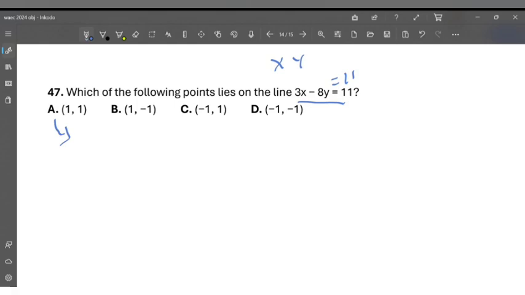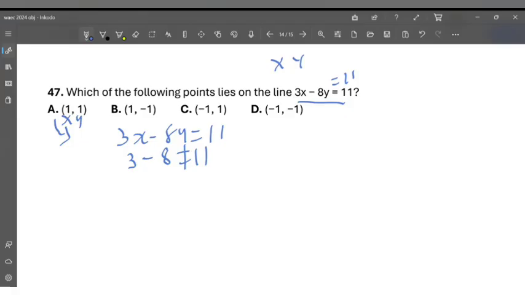So for this option A, where you have x as 1 and y as 1, if I put x as 1 and y as 1 into this equation, 3x minus 8y equals 11. If I put x as 1 here, that will be 3 times 1, which is 3, minus 8 times 1, which is 8. 3 minus 8 is not 11. It's not equal to 11. So option A is not correct.